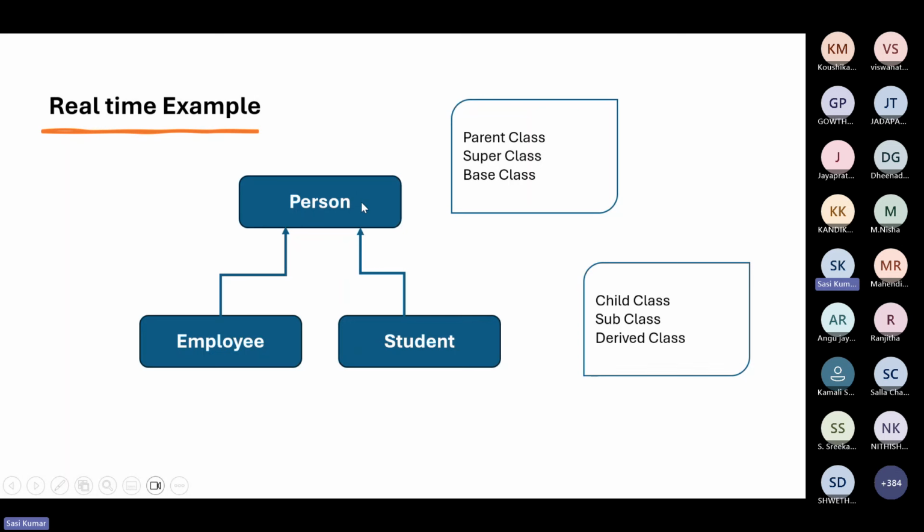Students also inherit properties from the person class. Employee can have its own properties. Students also can have their own properties, right? So these terminologies you should remember. The person class is called the parent class, super class, or base class, whereas the employee class is called the child class, subclass, or derived class, right? So we are good up to this.